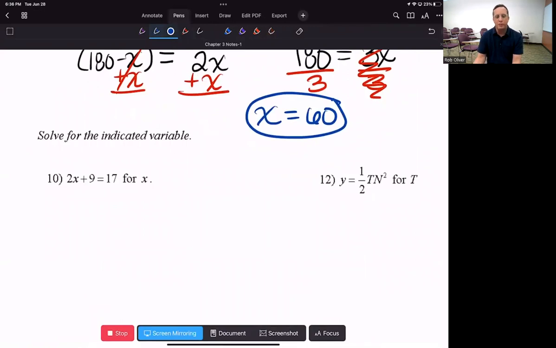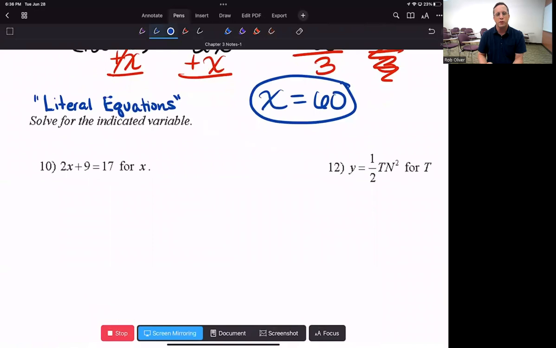Okay, now the notes jump into something completely different here. These are called literal equations. That's the proper name of it. I'm not sure why they're called literal. I know what the word literal means, but I'm not sure why they're called literal equations. They just have that name.